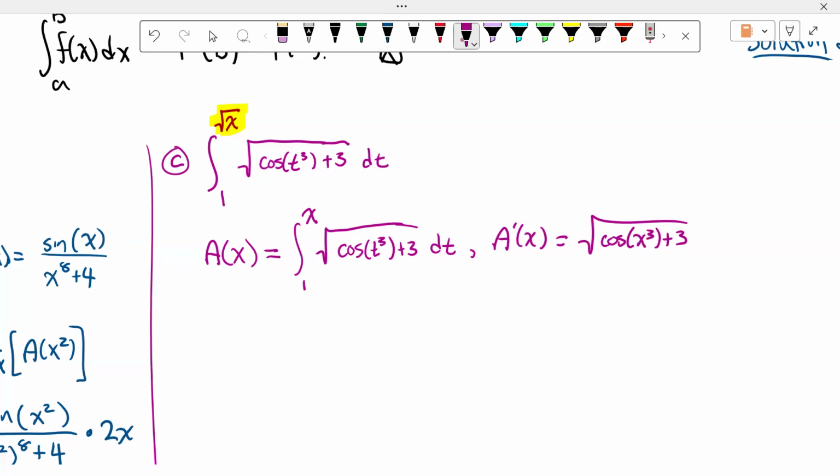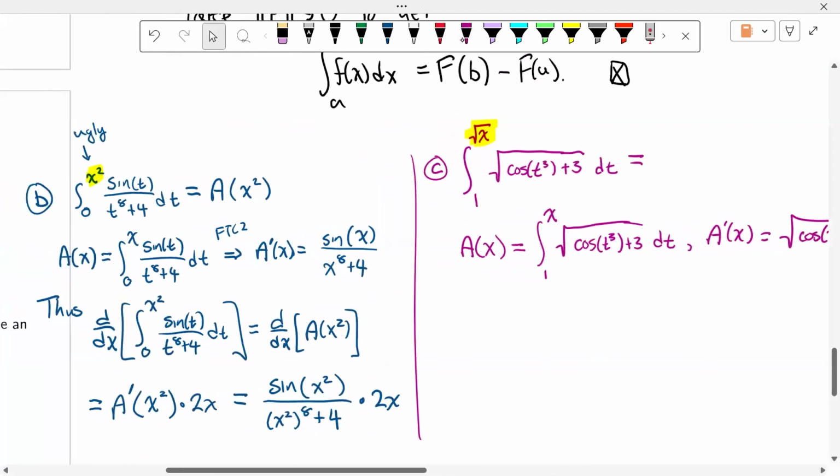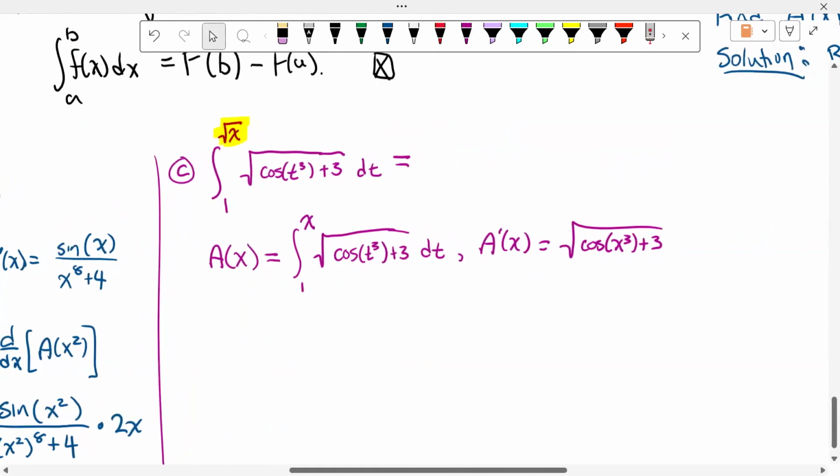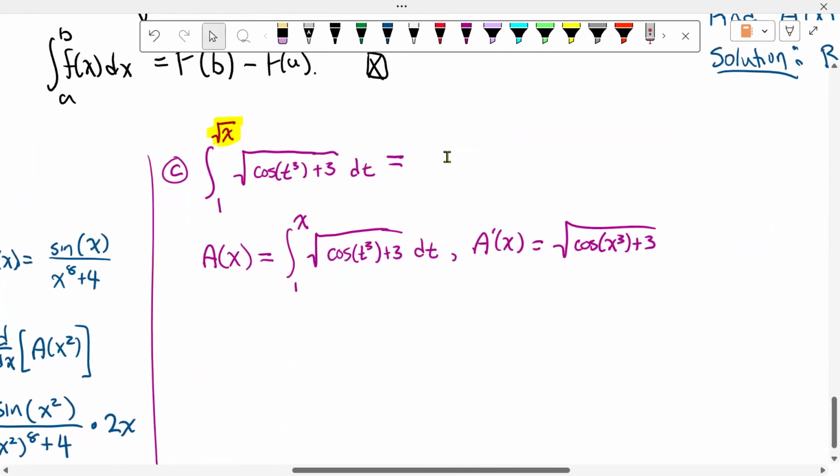Okay, and so what we want to do: before, when we did this problem, we said, oh, this ugly integral here, I can write this as A with an X squared plugged in. What can I write this one as? Yeah, I'll say A with the square root of X plugged in. You could just do it that way. So that's what that is.